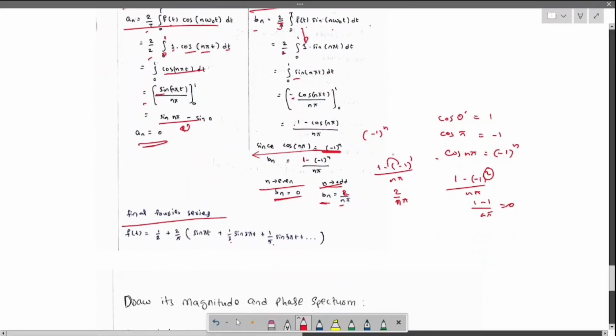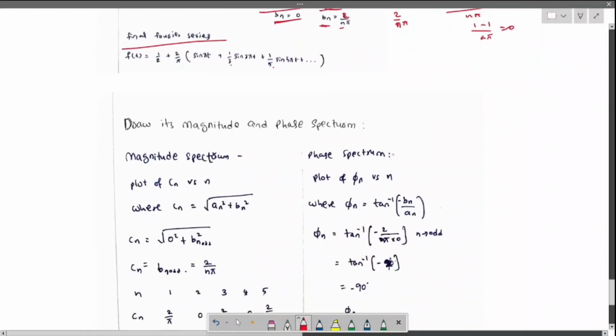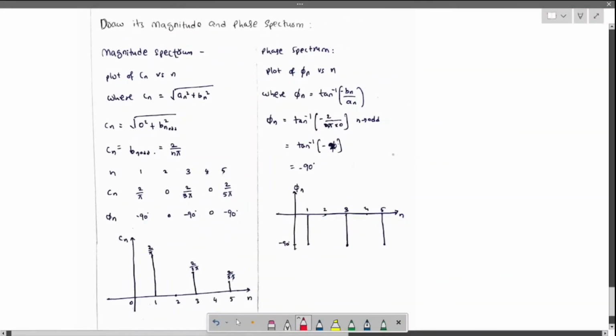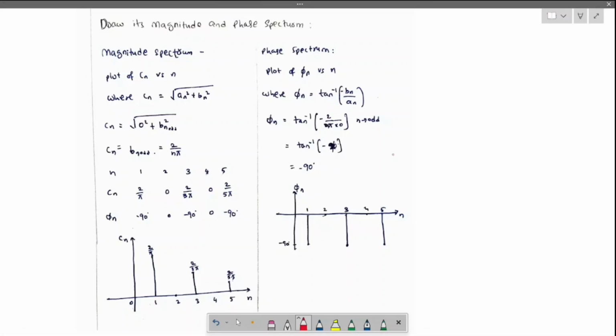Let us go for the extension of this problem. In this extension, in the exam, along with this trigonometric Fourier series, sometimes by your bad luck, you might get magnitude and phase spectrum. Like those people may ask in the paper, draw its magnitude and phase spectrum. Then it is a very simple topic.